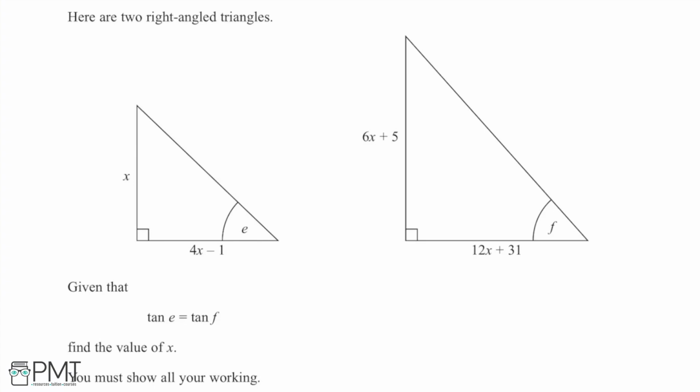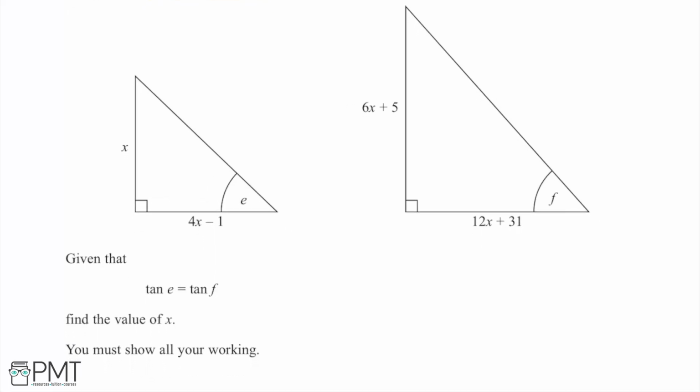So in this question, we're told that we have two right-angled triangles, which we can see drawn below. And we're told that given that tan of E is equal to tan of F, we're asked to find the value of X. And we're also told that we must show all of our working along the way. So just having a look at the triangles, we've got the angle E here, and then we've got two side lengths defined in terms of X.